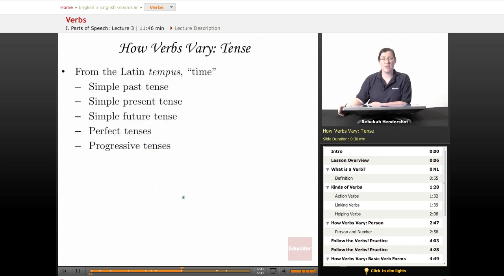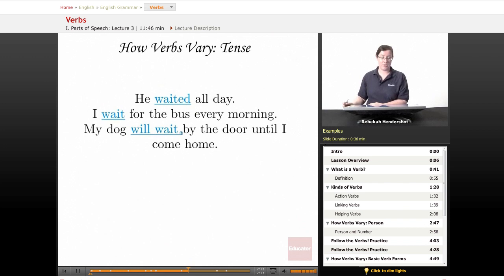Okay, now we're going to look at tense. Tense is one of the biggest ways that verbs change. Tense comes from the Latin tempus, which means time. So, tense indicates the time in which an action was performed. Also, the degree to which it was completed. We'll get to that in a minute. Now, there are a few major tenses. We have simple past tense, simple present tense, simple future tense, the perfect tenses, and the progressive tenses. Let's look at those in detail.